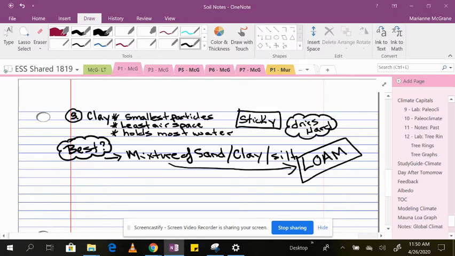Very, very good. It's got the right amount of pore space with the sand, minerals with the clay, and the silt. Okay, so all of those things mixed together are going to be the very best for our plants. All right, let's go ahead and move to the next section.